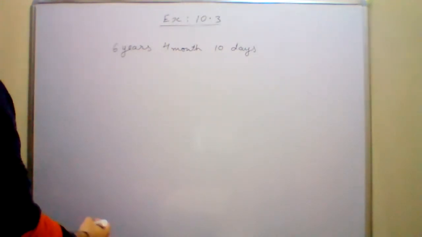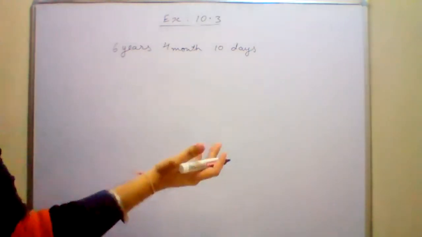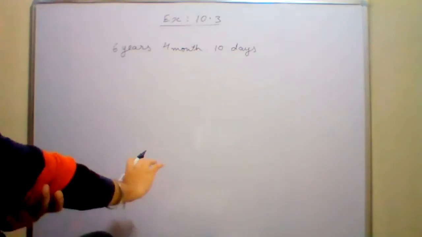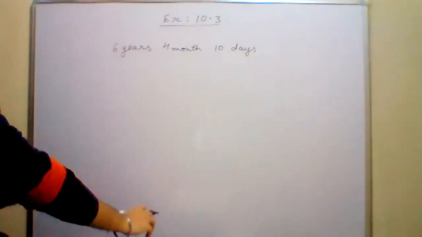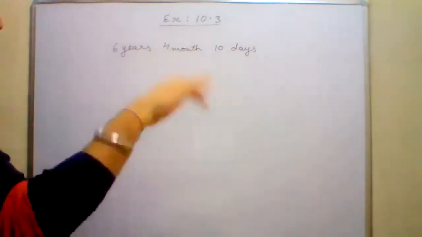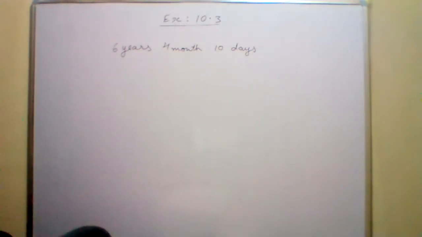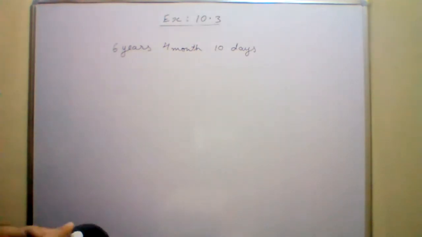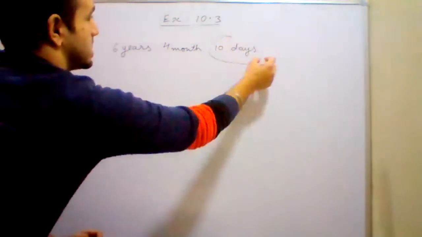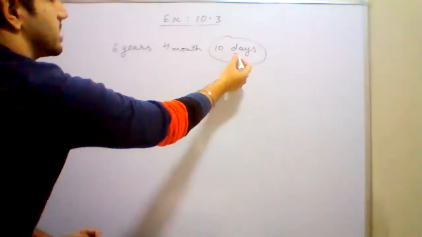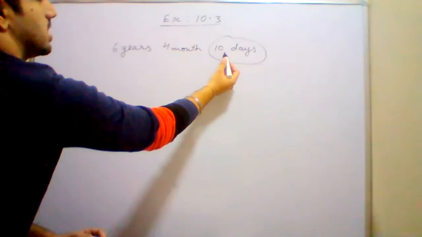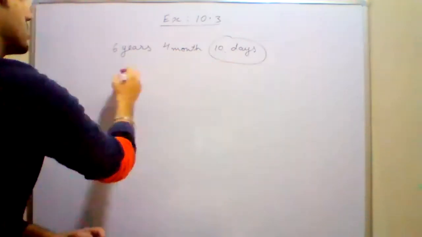Sir, 30 or 31. Generally, we take 30 days in a month. Okay. What is the half of 30? 15 days. 15 days is the half. Is 10 less than 15 or more than 15? It's less than 15.